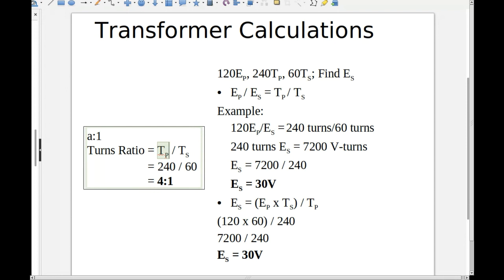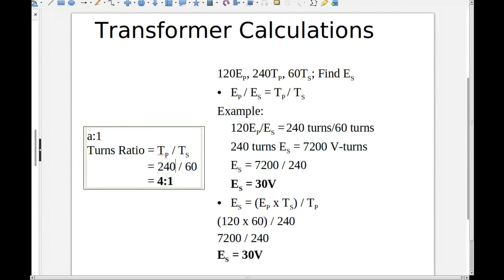They got it flipped there, but it's the turns on your primary side to the turns on your secondary side. So if you, for instance, have 240 turns on your primary side and 60 on your secondary side, then your turns ratio is 4 to 1.